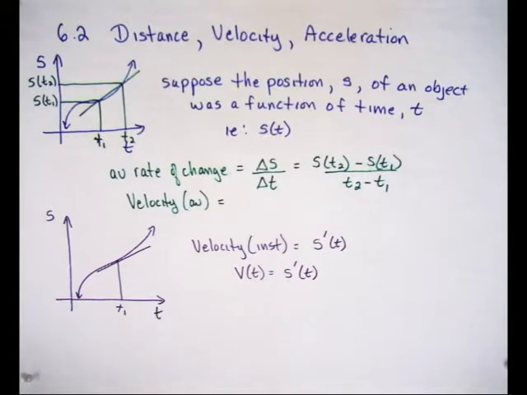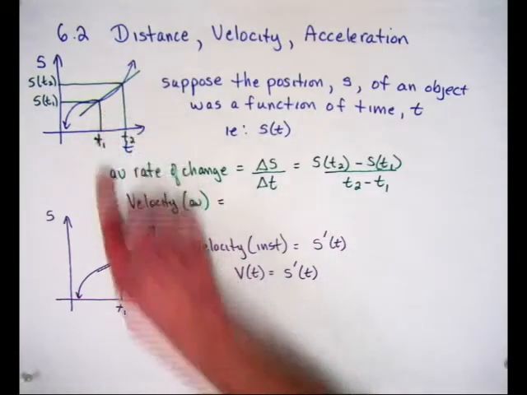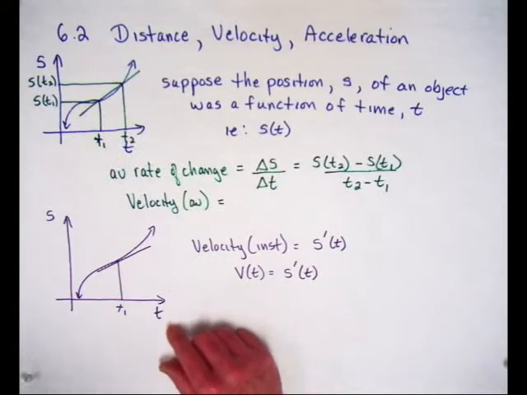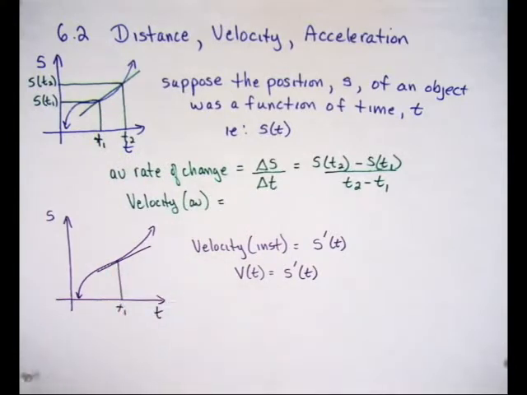So again, just to summarize, in 6.1 we talked about rates of change. Well, it turns out that velocity is a rate of change. Velocity is the rate of change of distance with time. So we could find average velocity by finding the slope of a secant line, or we can find the instantaneous velocity by finding the slope of a tangent line, which of course is called a derivative.